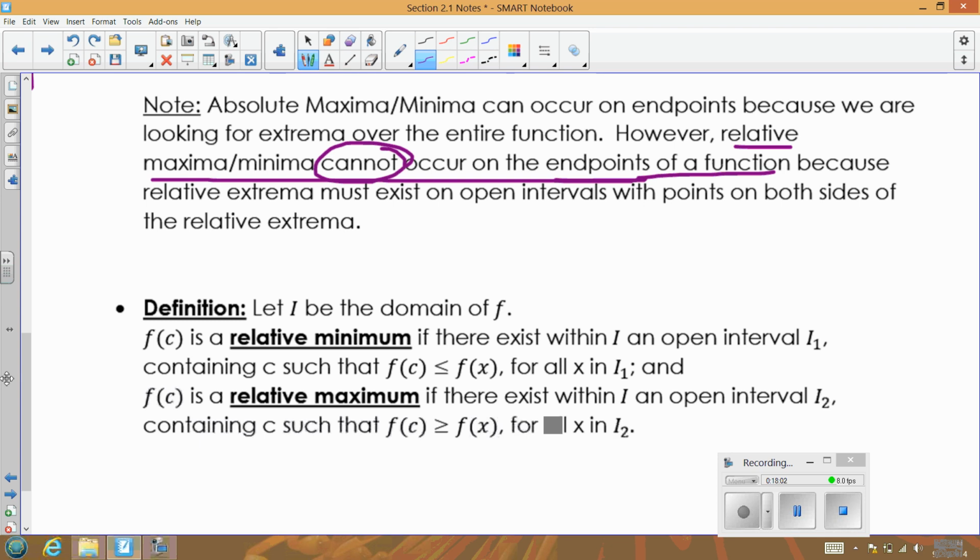So more specifically, the definition of a relative minimum is a point where that specific y value is lower than any other y value. For a relative maximum at a specific value of c, the y value that corresponds to x equaling c is greater than any other y value in that interval.